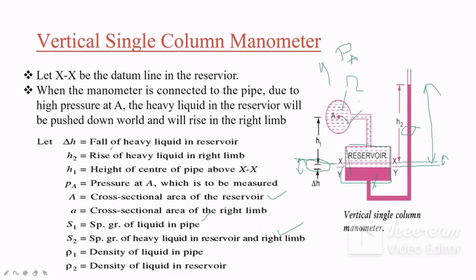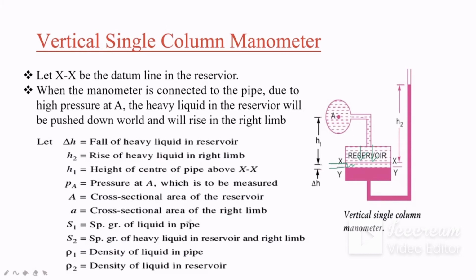But here in the statement, what have they given? Fall of heavy liquid in the reservoir. This is the heavy liquid. Initially the heavy liquid was at X. Due to the high pressure here, it settled down, which means the other liquid is pushed up. Because of that pushing, H2 will rise. This is the mechanism. So the fall of heavy liquid in the reservoir is nothing but delta H.